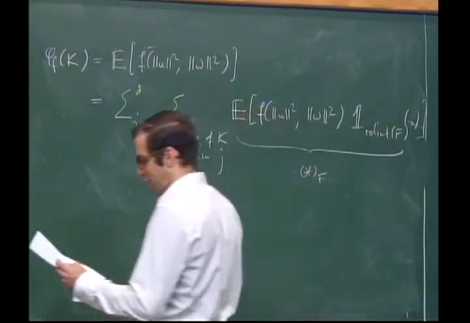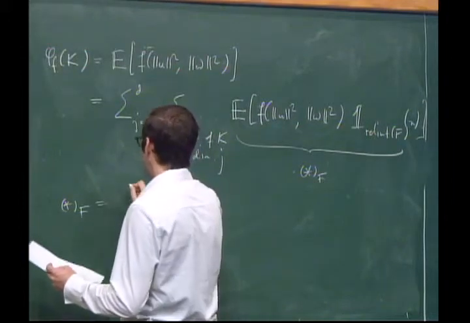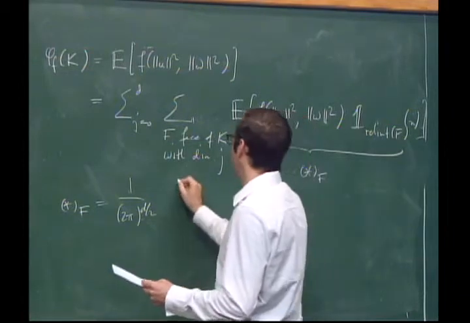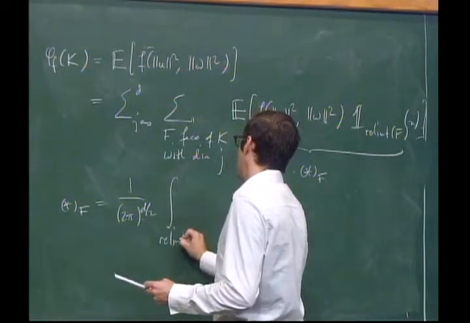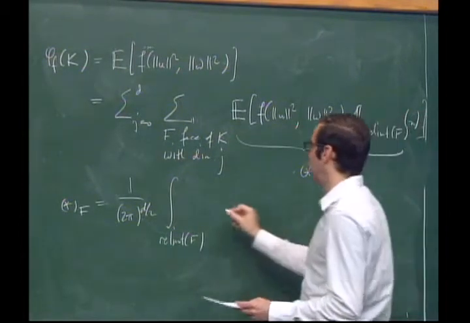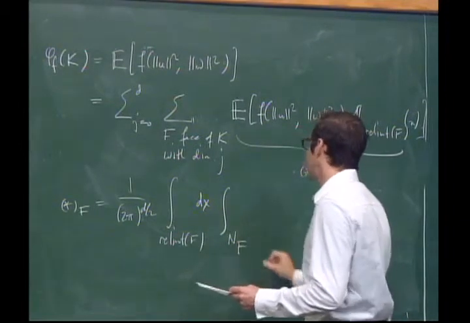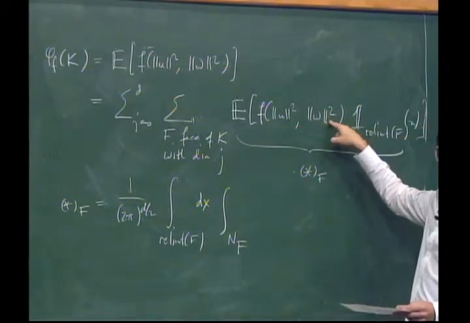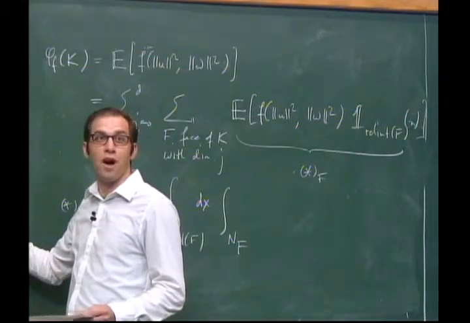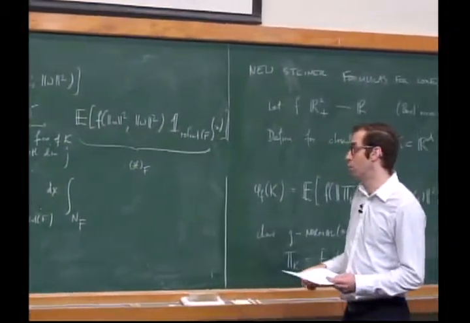Star of f. So star of f is just a Gaussian integral. The Gaussian measure has this normalization factor, and we've got the integral over the relative interior of the face because we're restricting to that location. We've got the integral now over the normal face, which corresponds to the stuff in W, because u and W have to be orthogonal to each other, because they're projections onto a cone and a polar cone.